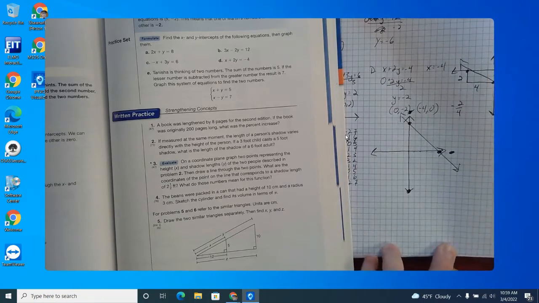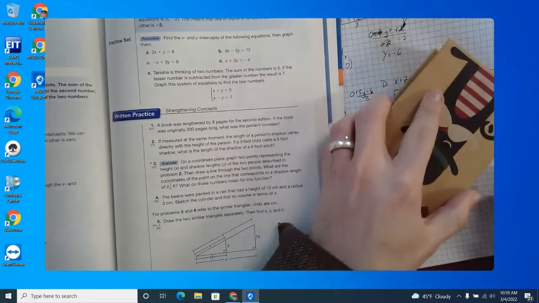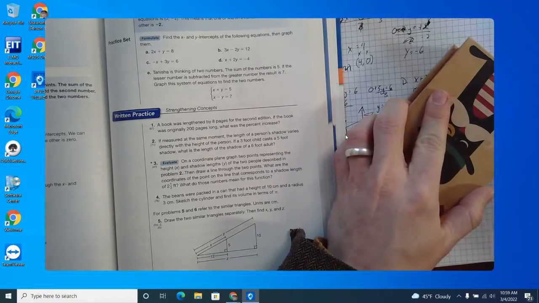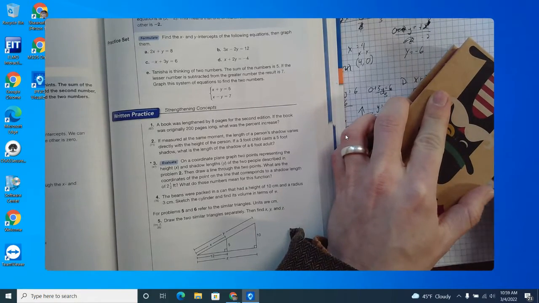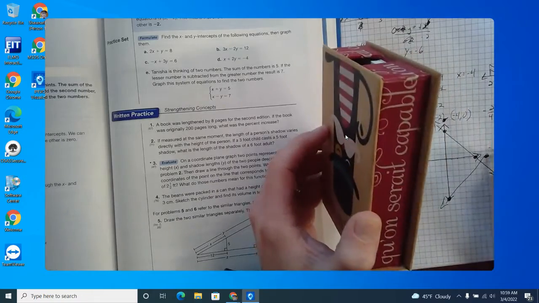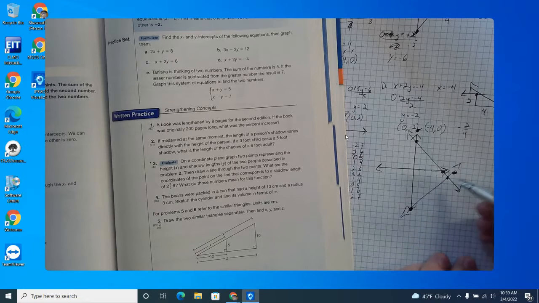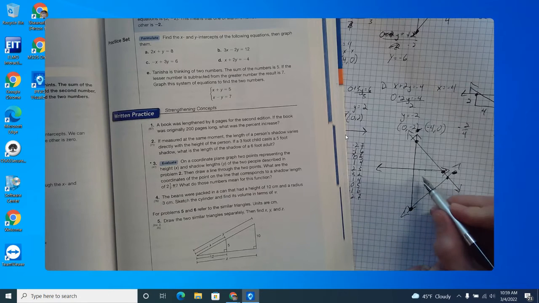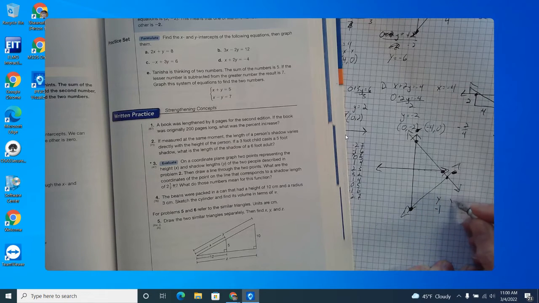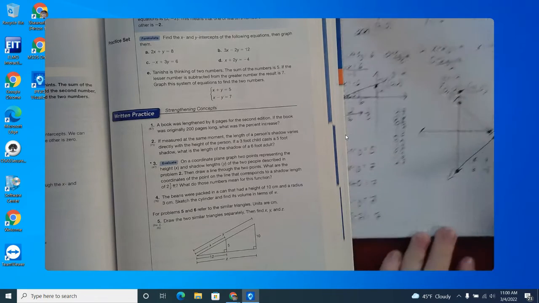So now I draw my line between the two. And it seems like my answer is right here, where these two meet, which means my answer here is negative 1 y, okay, negative 1 y, and 1, 2, 3, 4, 5, 6 x. X is 6.